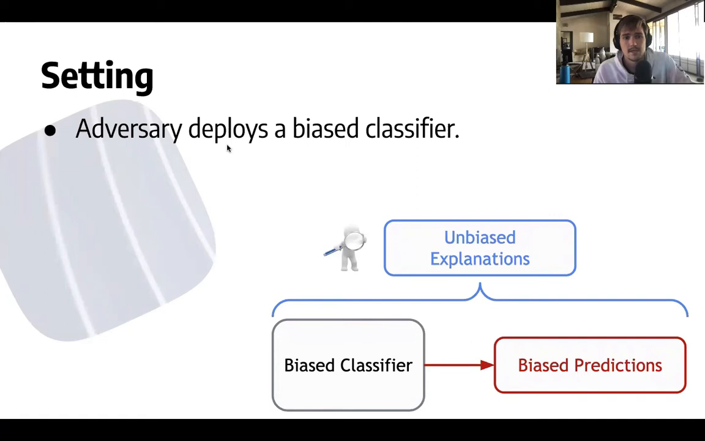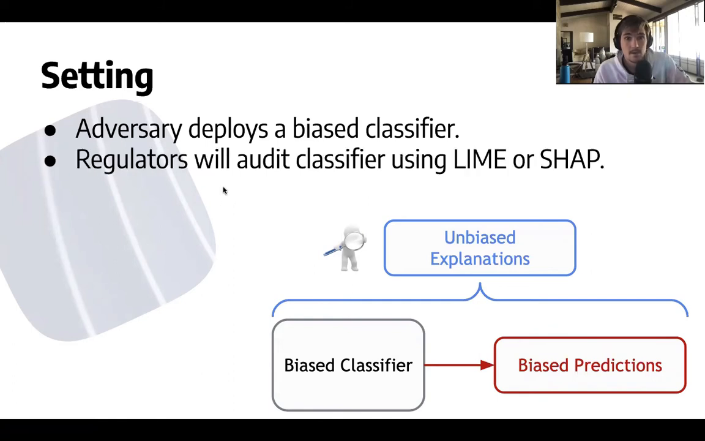Specifically in this setting, we're going to say that an adversary wants to deploy a biased classifier. And we're going to understand bias as prediction bias. So does the model rely on protected features, such as race or gender, to make predictions? Regulators are going to try and figure out if this is going on using feature attributions, such as LIME or SHAP. You're going to look at individual predictions and ask, is race or gender a big factor in this prediction, to figure out if bias is going on?